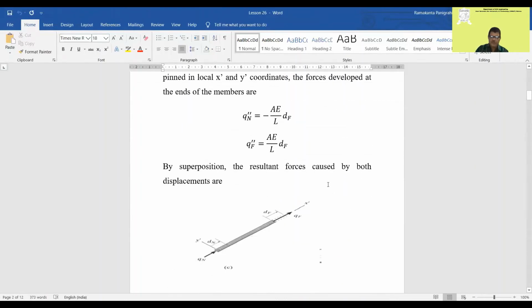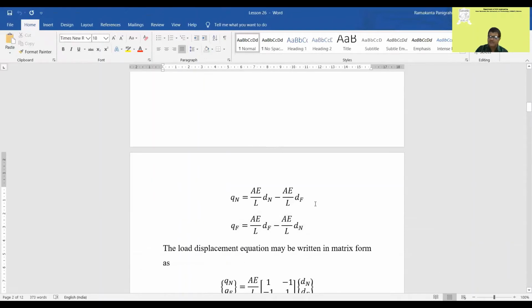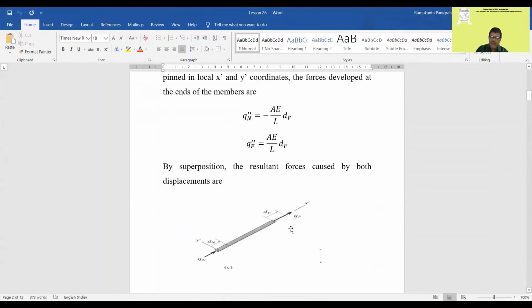Now by superposition of these, if you apply dn and df both at both ends, what will be the situation? It will be like this. Now the summation of these things. Due to the first, the force is AE by L dn. For the second, it is AE by L df with a minus sign. Similarly, for Qf at the far end, the force will be AE by L df positive, and here it will be minus AE by L dn. But while applying dn, the force will be minus. So you just add these forces.